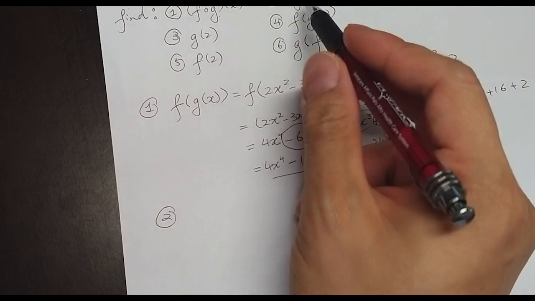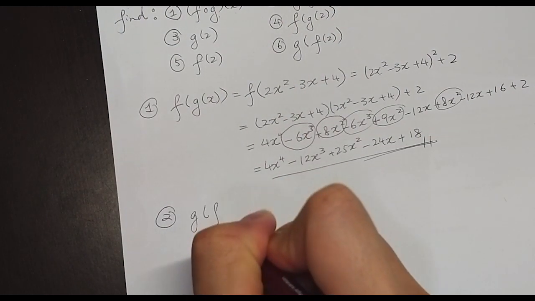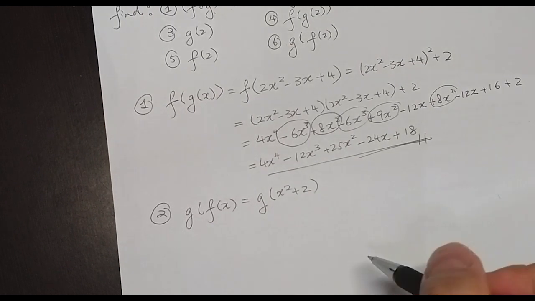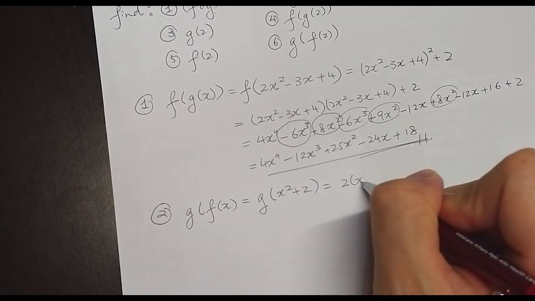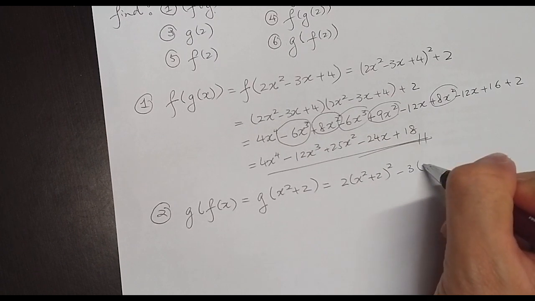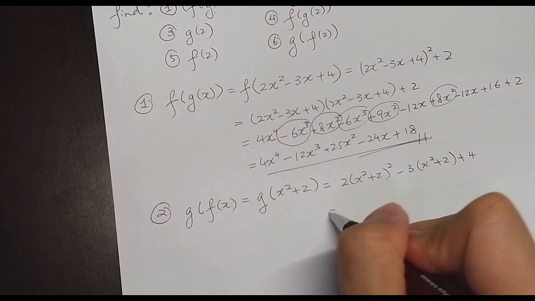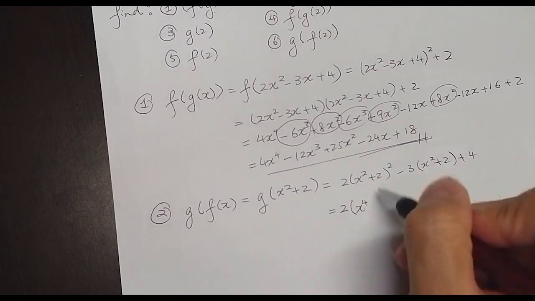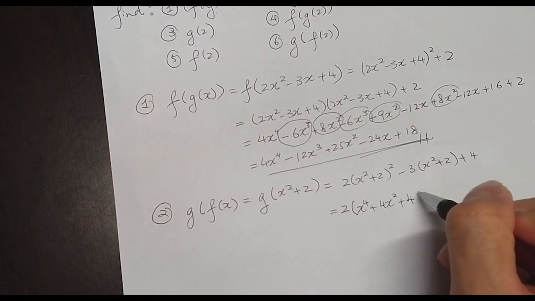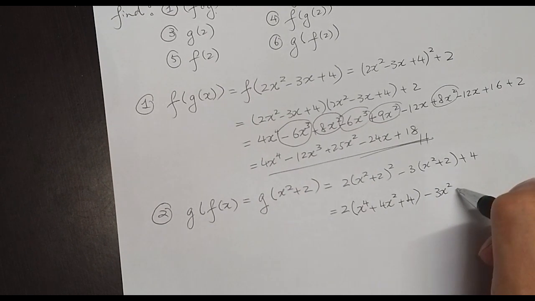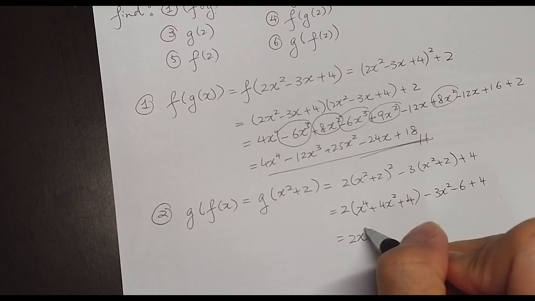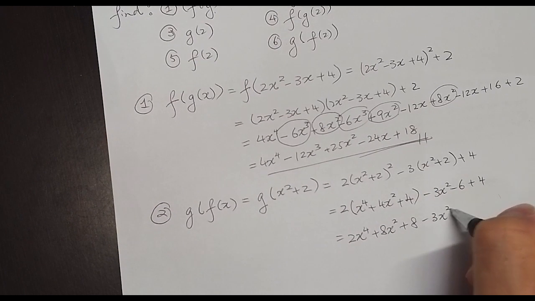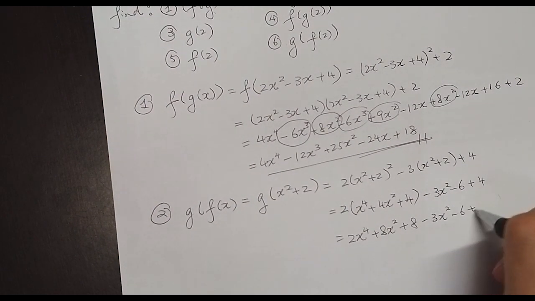And then the second one is g composite of f of x. We write down g of f of x, where f of x is x squared plus 2, and then it equals 2 times (x squared plus 2) squared minus 3 times (x squared plus 2) plus 4. Okay, and then we multiply it out. We get x to the 4 plus 4x squared plus 4, minus 3x squared minus 6 plus 4. So we get 2 times x to the power of 4 plus 8x squared plus 8, minus 3x squared minus 6 plus 4.